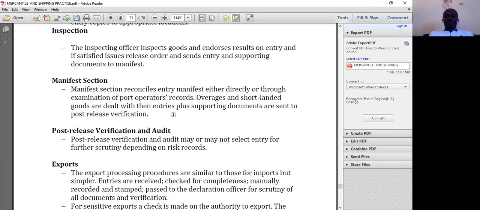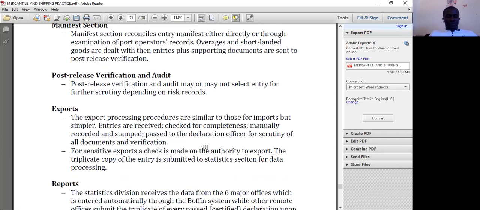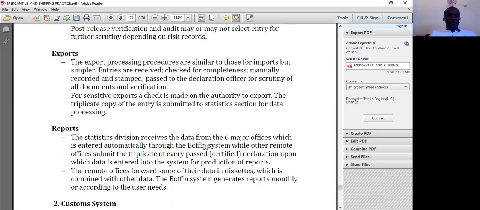Overages and short-landed goods are dealt with, then entries plus supporting documents are sent to post-release verification and audit. Post-release verification and audit may or may not select an entry for further scrutiny, depending on the risk records. Then export. The export processing procedures are similar to those of import, but simpler. Entries are received, checked for completeness, manually recorded and stamped, and passed to the declaration officer for scrutiny of all documents and verification.